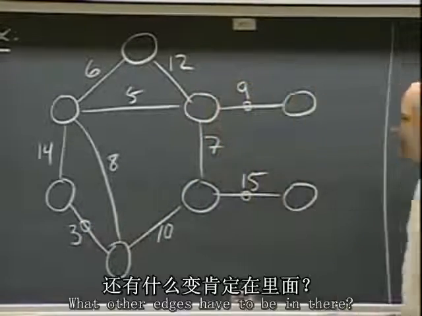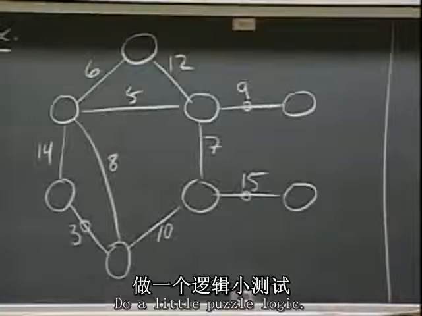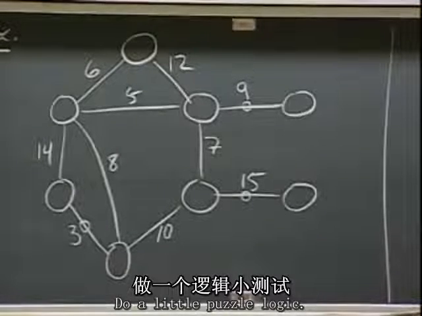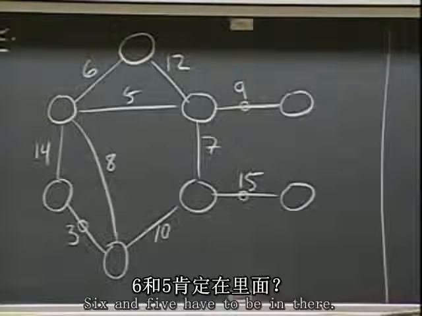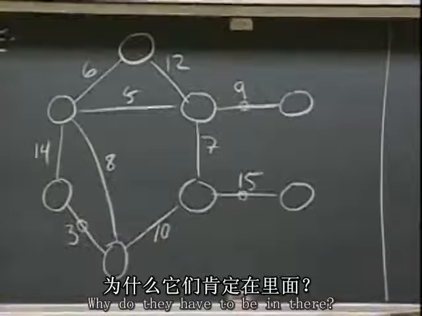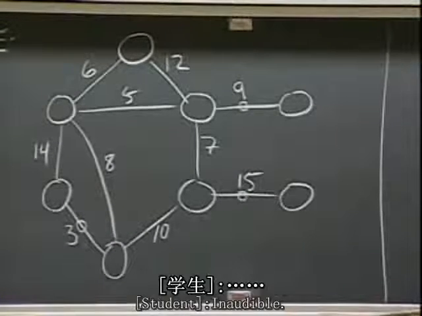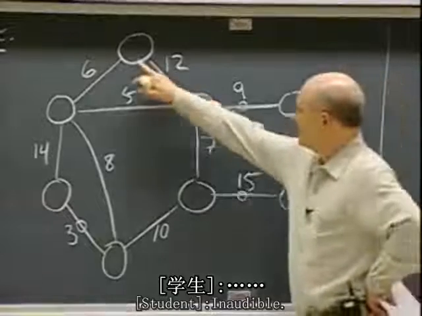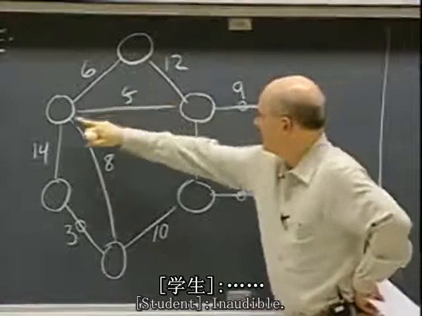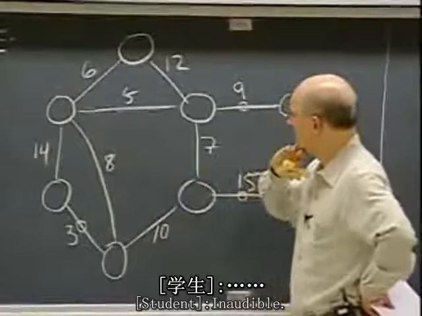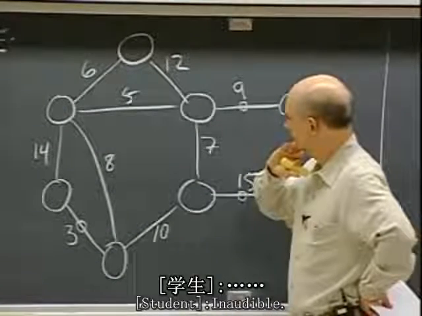What other edges have to be in there? Let's do a little puzzle logic. 6 and 5. 6 and 5 have to be in there. Why do they have to be in there? The top node has to be connected to the node to the right, and it either has that edge 12 or it has 6 and 5.